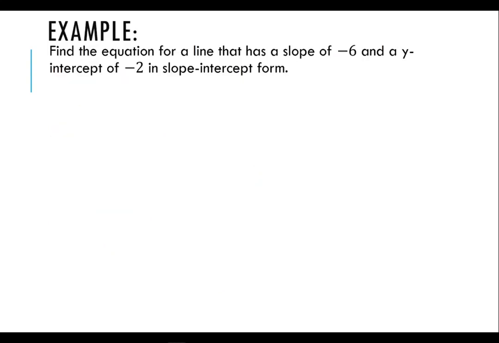We want to find the equation for a line that has a slope of -6 and a y-intercept of -2. Well, if I'm given the y-intercept and I'm given a slope, my first thought is slope-intercept form.